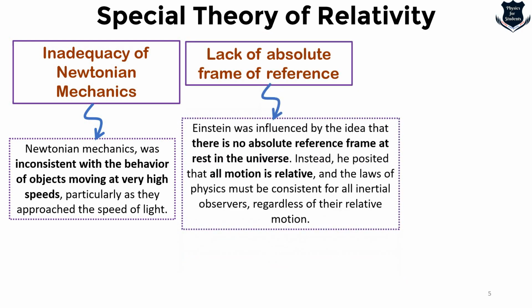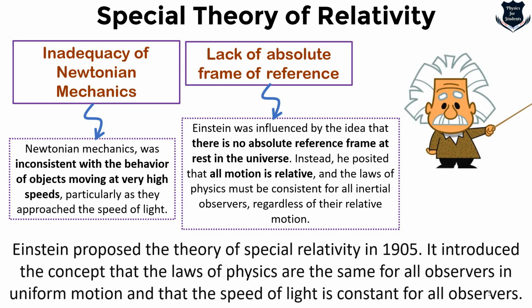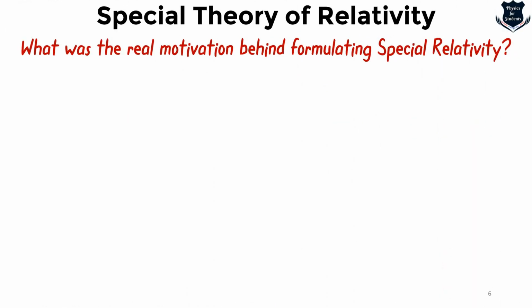We have also seen that Einstein was influenced by the idea that there is no absolute frame of reference, and he posited that all motions are actually relative. We also looked at how, in 1905, he proposed the special theory of relativity. It introduced the concept that the laws of physics are the same for all observers in uniform motion and the speed of light is constant for all observers.